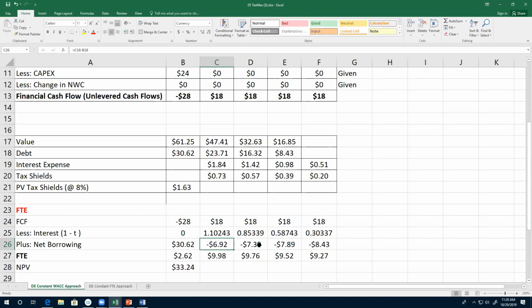And by the same token, this is how much you're paying off debt in the next year. This is how much you're paying off debt in the next year. And then finally, this is how much debt you've paid off when the project is going to wrap up. The project is finished. There is no more cash flow, so there is no more debt associated with this. So you pay off the entire thing. So this is what the borrowing and the paying off of debt is going to look like for this.